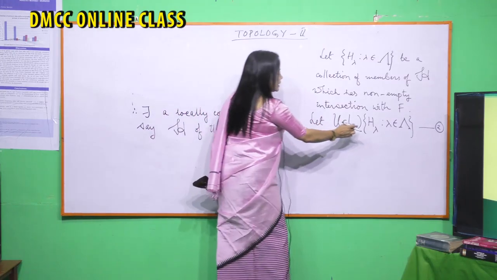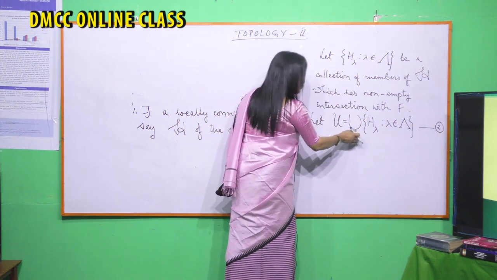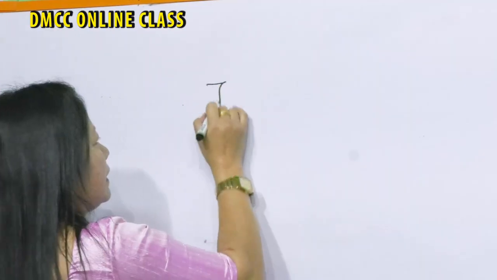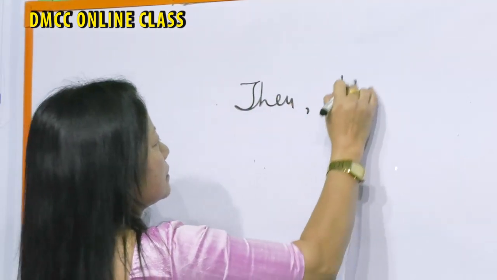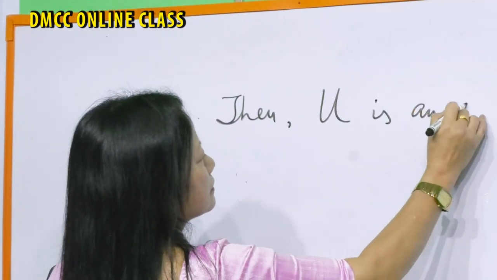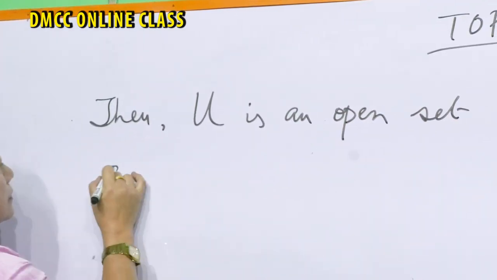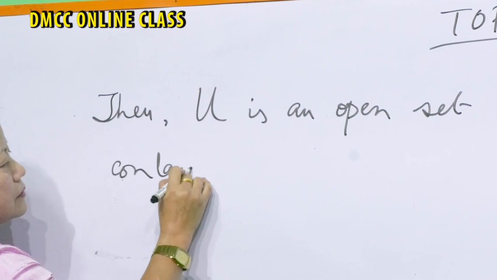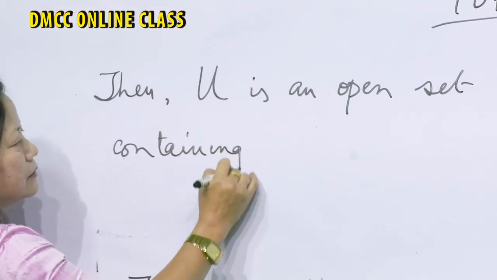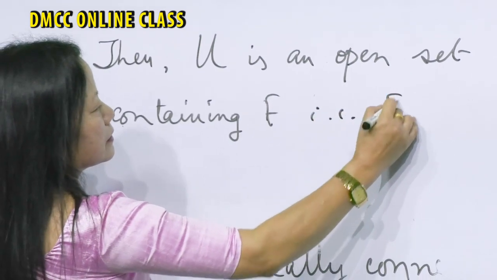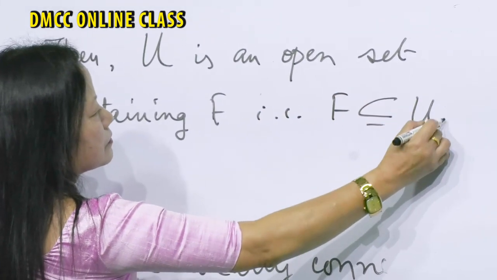Here each and every H lambda is an open set, therefore their union U is also an open set. So then U is an open set containing F, that is F is a subset of U.